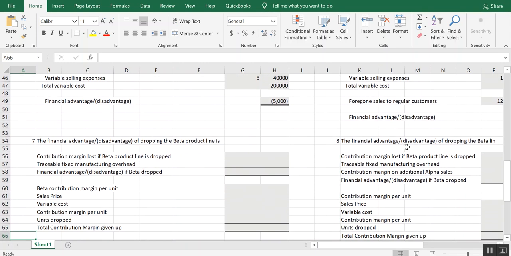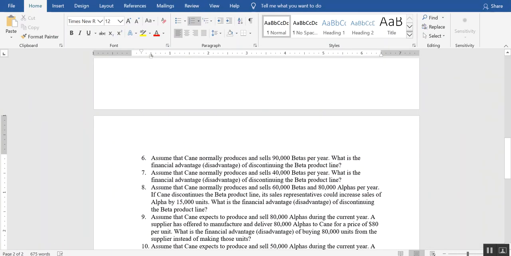Okay. Let's look at number 7, which is going to be very similar to that also. Now it says assume that Kane normally produces and sells 40,000 betas a year. What is the financial advantage or disadvantage of discontinuing the beta product line?